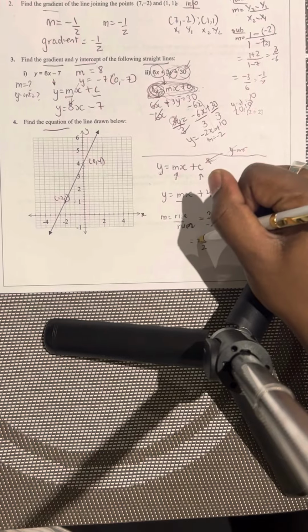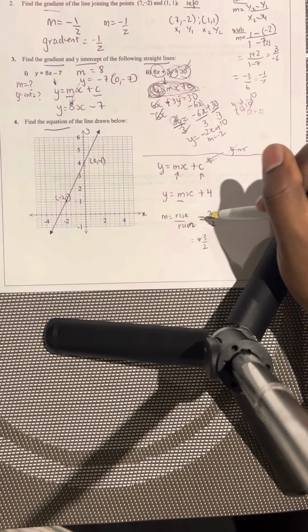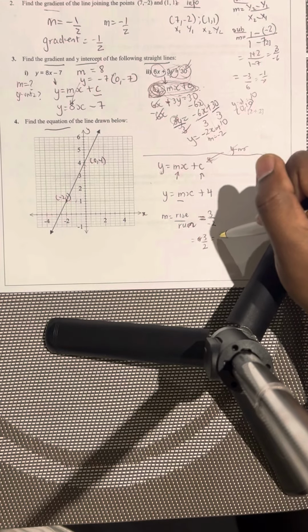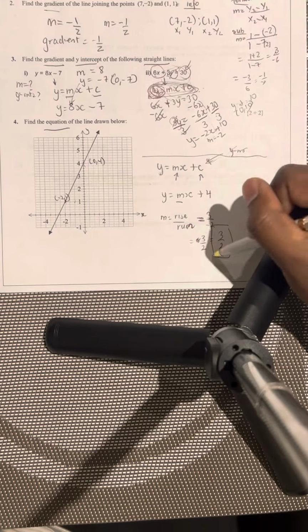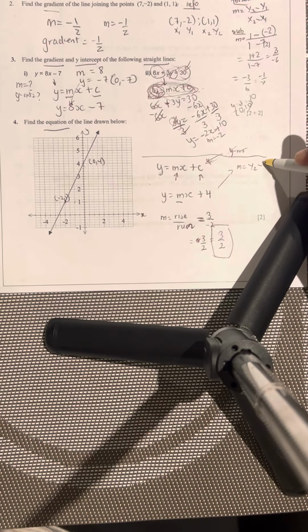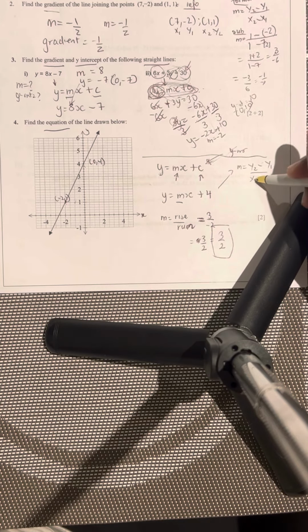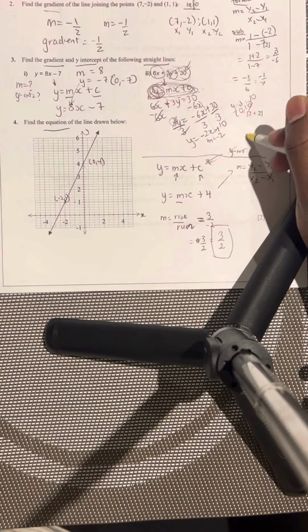Sorry, not -3 over 2. I've just mistaken that as a negative sign, but that's actually an equal sign. The answer is going to be 3 over 2. How do we make sure that's the right answer? We know that there's a formula for the gradient: m is equal to y2 minus y1 over x2 minus x1. We need 2 coordinates. So what are the coordinates that we're going to use?